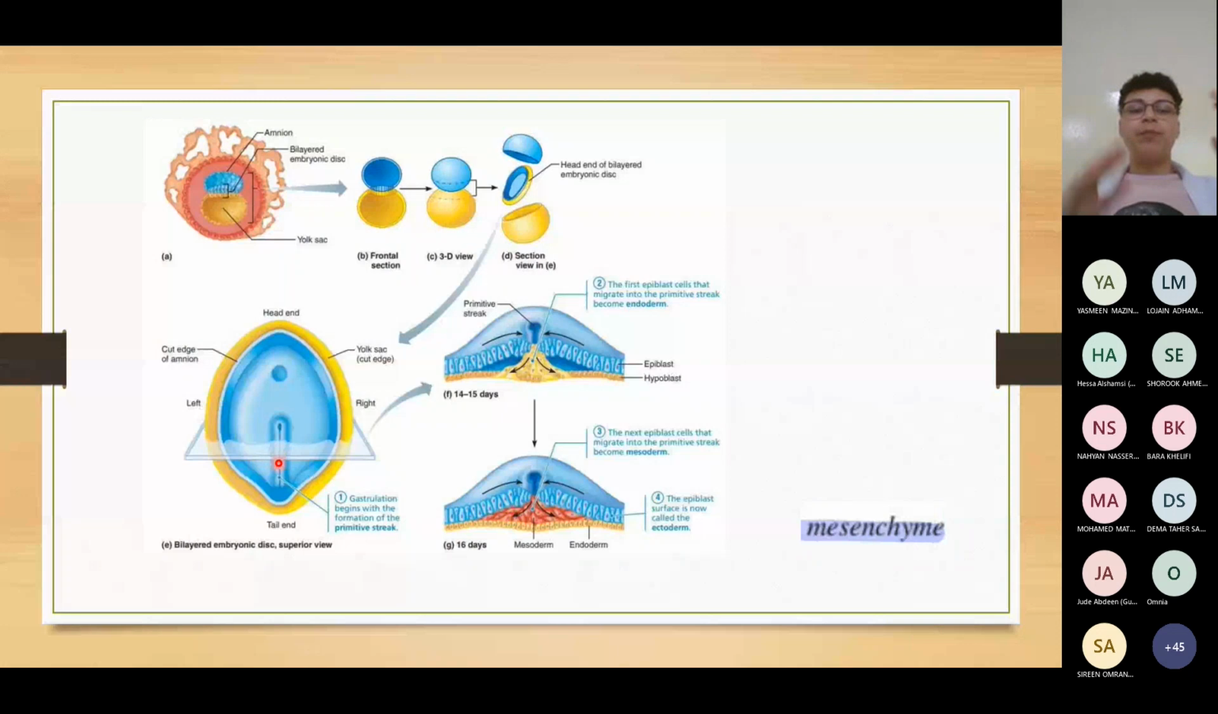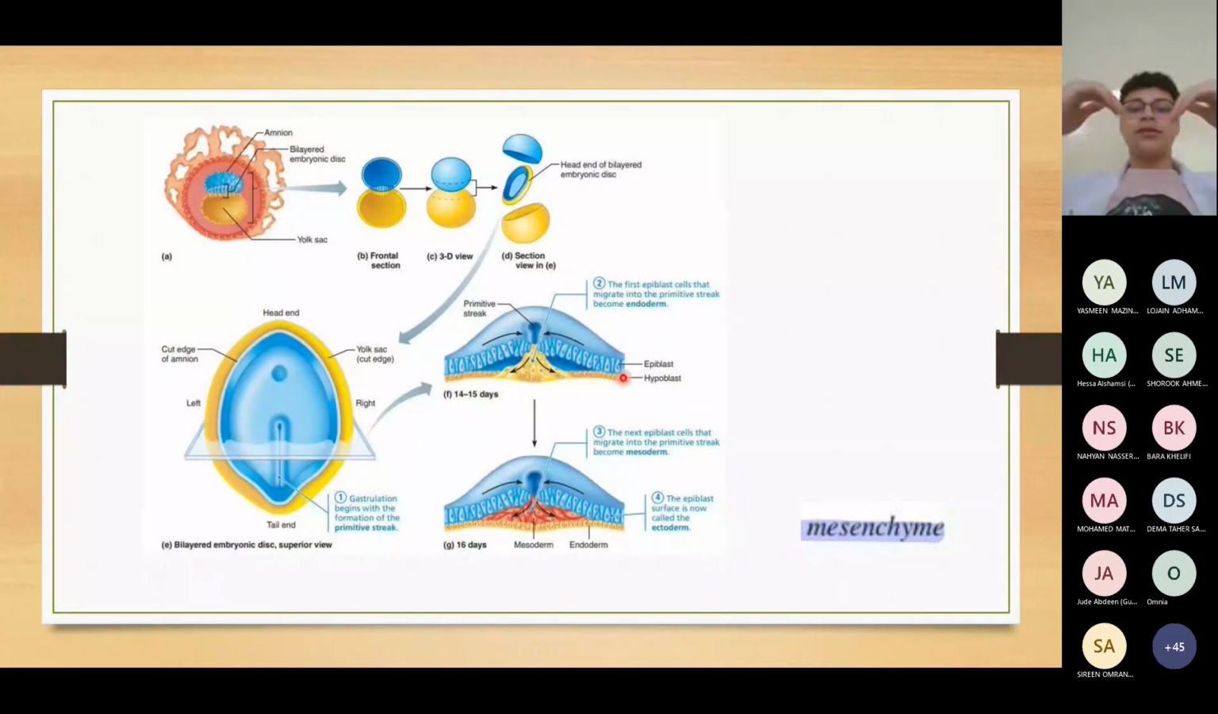Now through the primitive streak, what do we have here? The epiblasts, right? The epiblast cells are going to start going through the primitive streak like this. In this way, they're going to start displacing the hypoblast cells, and they're going to form a layer. We call it the endoderm. I just want you to remember endoderm, endo, like the term you took in English, I guess. Endo means inside.